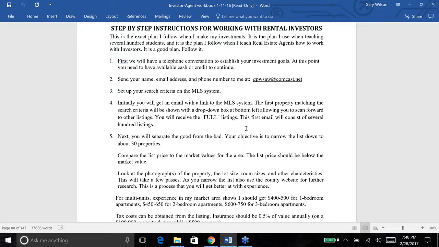All right. Now, the next thing we're going to do is we're going to show them how to go through the properties and separate the wheat from the chaff. Because let's say you got 100 properties. The result was 100 properties met the criteria. Okay? You're not going to go look at 100 properties, and neither should they. You've got to narrow that number down to about half a dozen, and this is how we're going to do this.